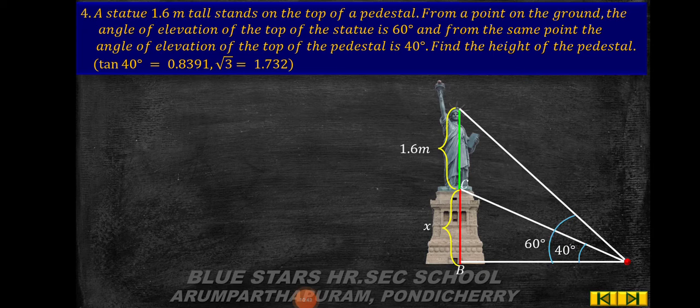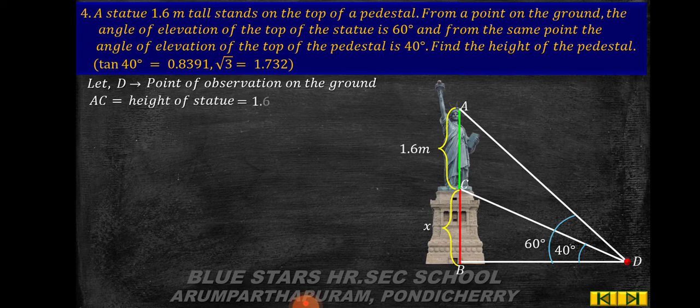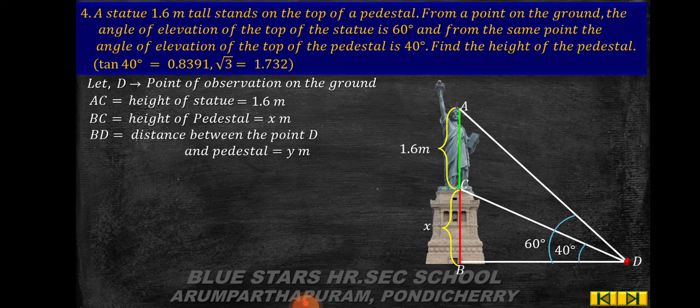Then mark the points as B, C, A and D. Let D be the point of observation on the ground. AC is equal to the height of the statue, which is equal to 1.6 meter. BC is equal to the height of the pedestal, which is equal to x meter. BD is equal to the distance between the point D and the pedestal, which is equal to y meter.